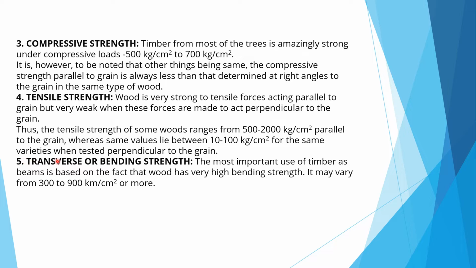Next, transverse or bending strength. The most important use for timber as beams is based on the fact that wood has very high bending strength. It may vary from 300 to 900 kg per centimeter square or more. This is the strength capacity of wood.